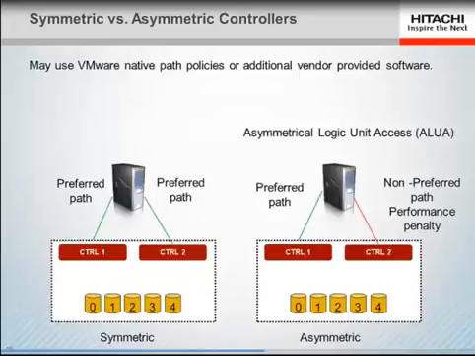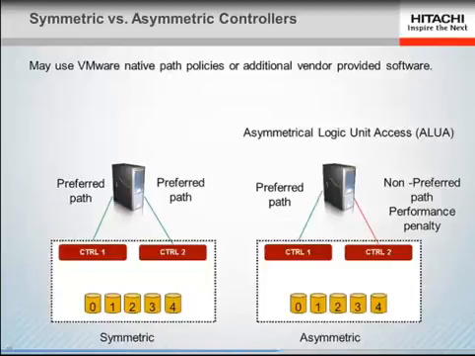In addition, there's the concept of symmetric versus asymmetric controllers. We may use the VMware native path policies or additional vendor-provided storage software, such as Hitachi Dynamic Link Manager or other pieces of software provided by your storage vendor. With symmetric, on the lower left, we see that both paths are preferred. There's no penalty for an I/O going to controller 1 or controller 2. We'll get equal throughput and equal response time, equal number of IOPS by going to either controller.